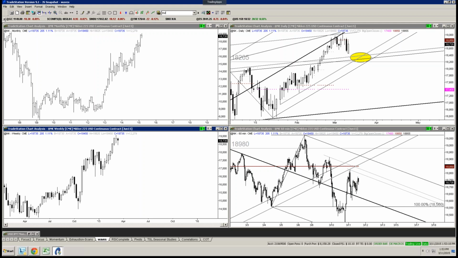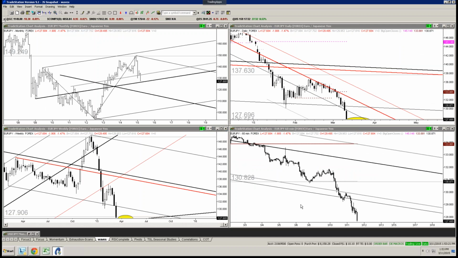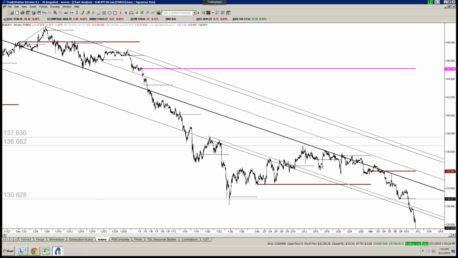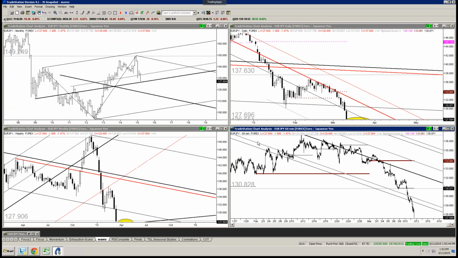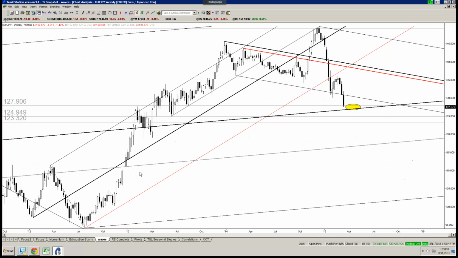Look at this. This is crazy. Euro yen. Look at that. All those median line failures, all of them, right? So there we have all those failures. And now, at this point, you're breaking everything on the downside. This is the weekly chart. Maybe there is some sort of a level for a response. The measured level here is going to be pretty far.